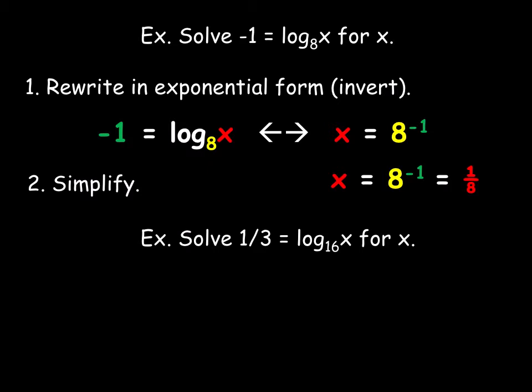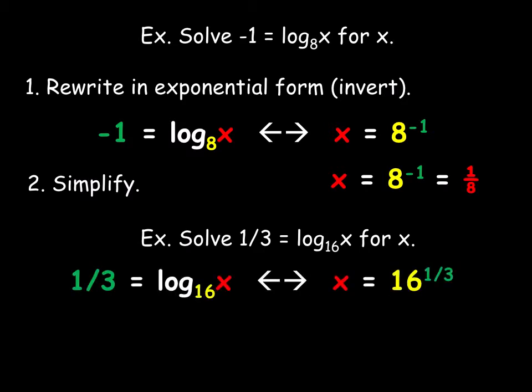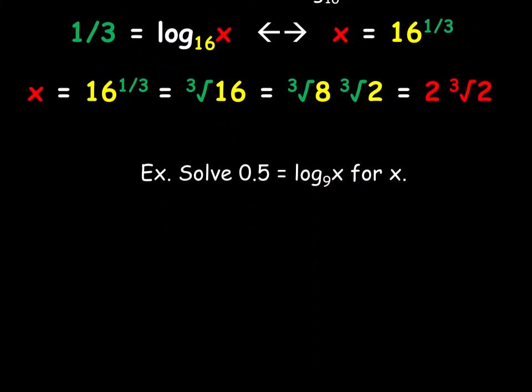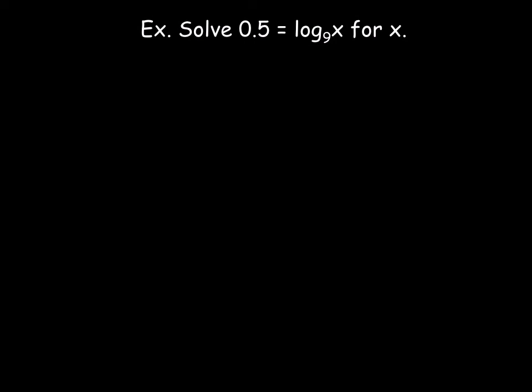Example, solve 1/3 equals log base 16 of x for x. Inverting the equation, we get x equals 16 to the 1/3 power, which means x equals the cube root of 16. Simplifying the radical, we get x equals the cube root of 8 times the cube root of 2, or 2 times the cube root of 2.